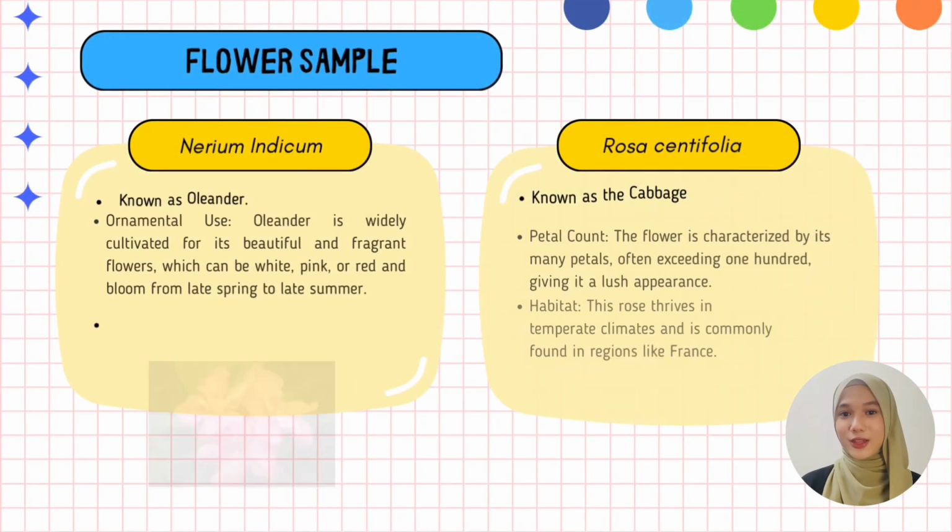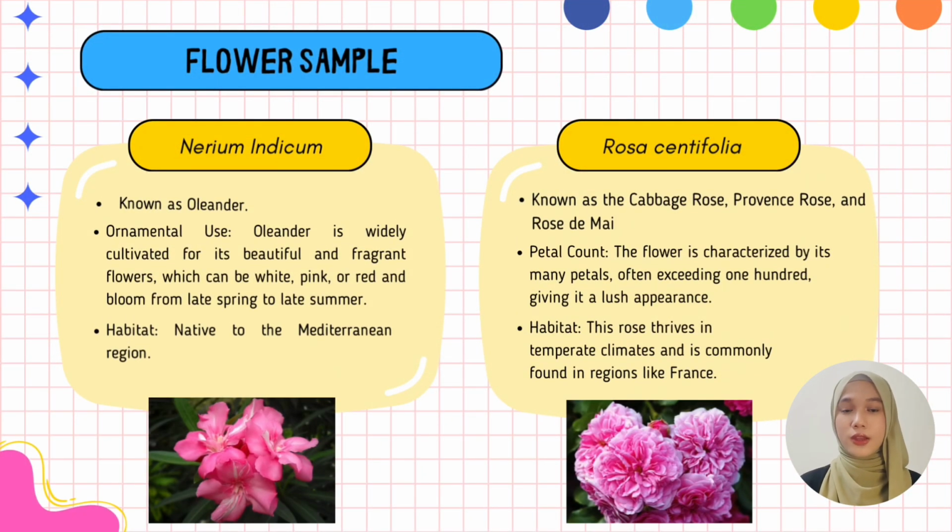For the flower samples used in this study, the first is Nerium indicum, known as the oleander, which has ornamental use. Oleander is cultivated for its beautiful and fragrant flowers, which can be white, pink, or red and bloom from late spring to late summer. This flower is native to the Mediterranean region.